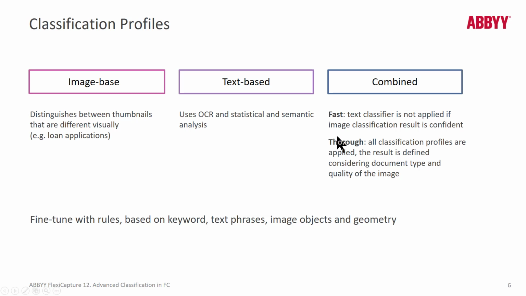So if you select thorough, that means that you're going to be applying image-based classification and text-based classification every time. Once you've done that, you can fine-tune with rules. And remember, rules are just like headers in FlexiLayout Studio. They're essentially the same thing.